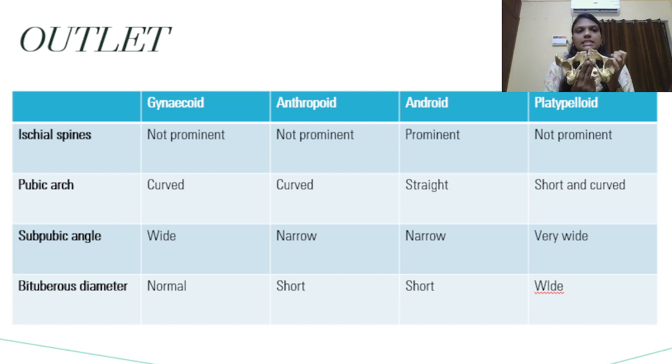And we should look for the subpubic angle. This is the subpubic angle. Subpubic angle will be wide in the gynecoid pelvis, whereas it will be narrow in the anthropoid and android pelvis, and it will be very wide in the platypelloid pelvis.